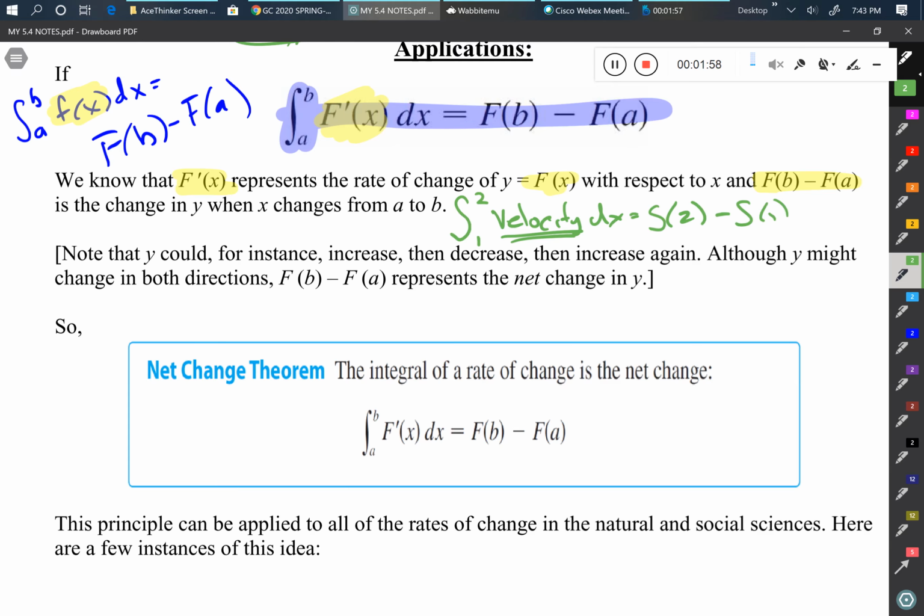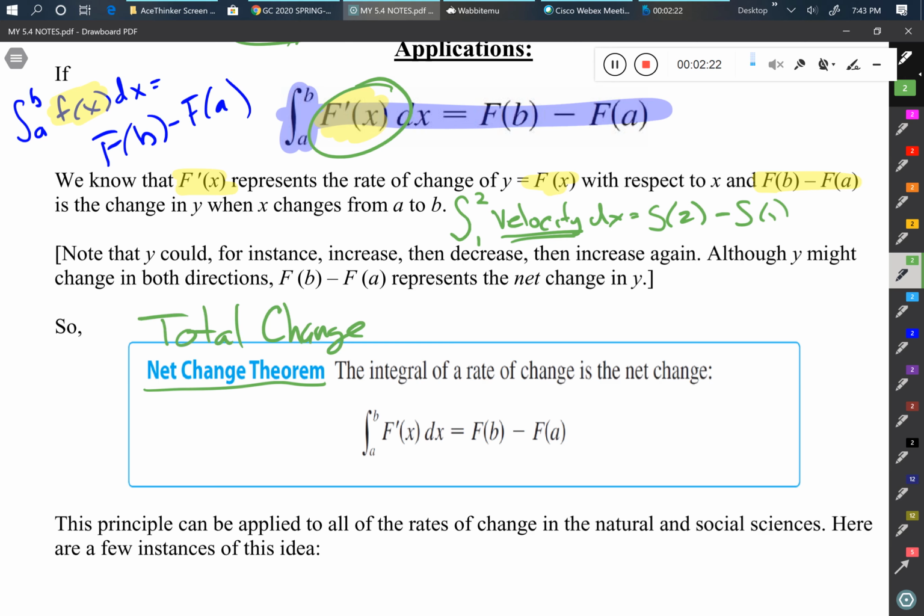And so what this application section is about is all the different ways that a rate of change can show up in an integral, and what it will mean. Now, in this textbook, they call it the net change theorem. I've seen other books call it the total change theorem. A bunch of different names because there's a bunch of different authors. But basically, every single one of them says the same thing.